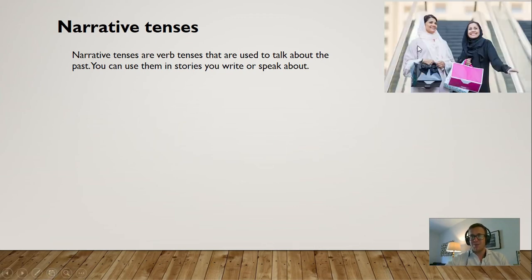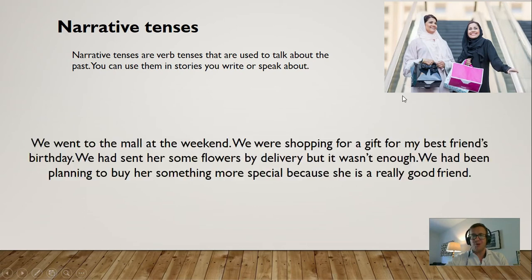And we're going to give some examples here about going to the mall. So here's an example. We went to the mall at the weekend. We were shopping for a gift for my best friend's birthday. We had sent her some flowers by delivery, but it wasn't enough. We had been planning to buy her something more special because she is a really good friend. So in here we have four different tenses in the past. Here, here, here, and here.